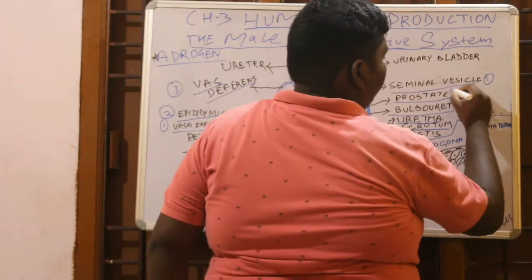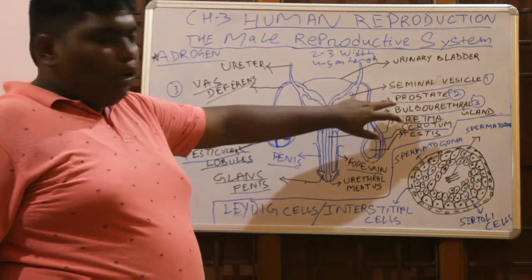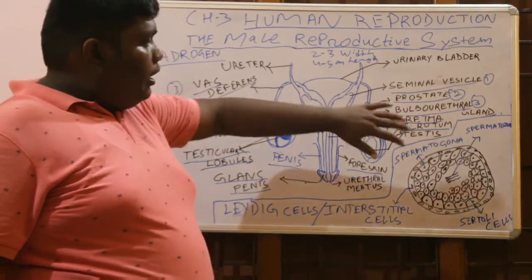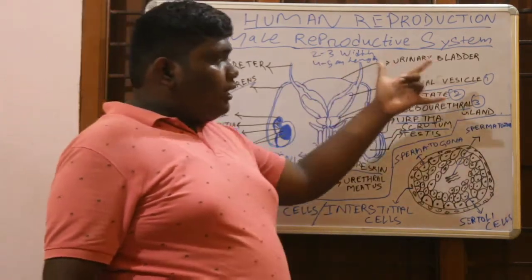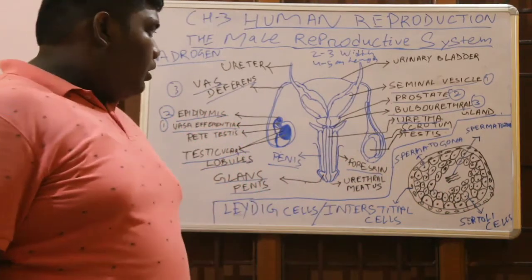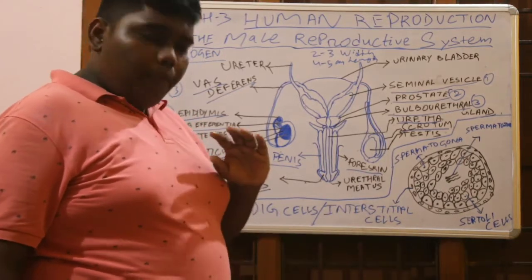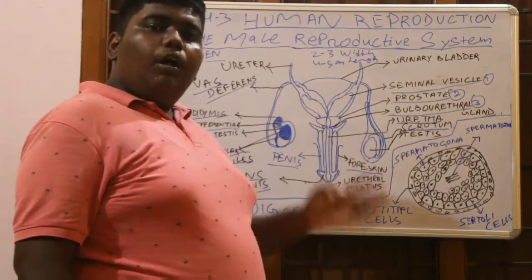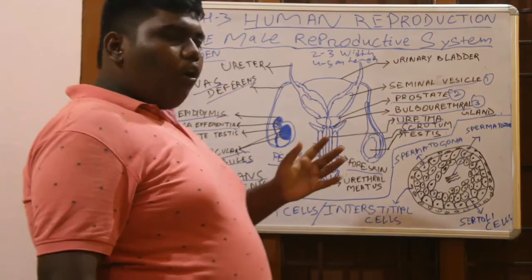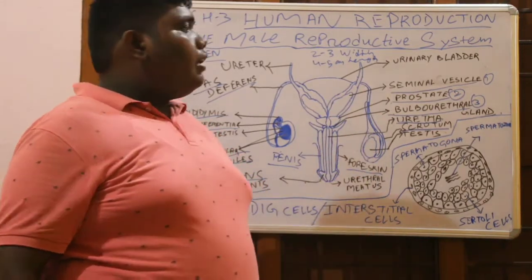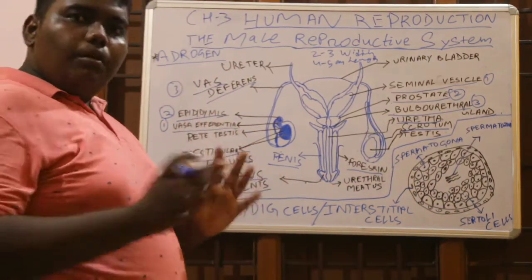This is 1, 2 and 3. They contain the secretion from these three glands. Now what does this three gland secretion do? These secretions provide nutrition to the sperm and provide the perfect pH environment for the sperm to travel in the vagina of the female reproductive organ, and also help in the movement and the nourishment of the sperm.